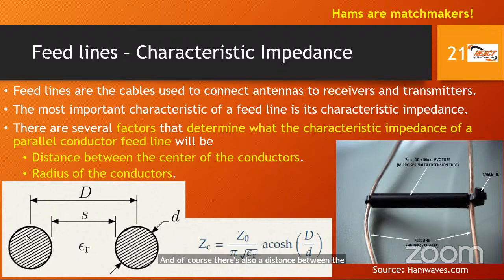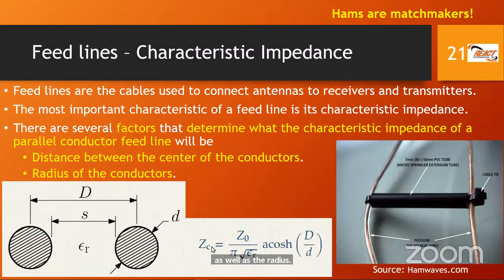So this is a cross-sectional view looking into the conductor. And there's the formula for characteristic impedance. It's equal to this, right? Don't need to learn this for the exam, but we're just giving extra information that you can see that the distance, which is this d here, between the two conductors, as well as the radius, which is small d, are some of the parameters that's used in calculating characteristic impedance.